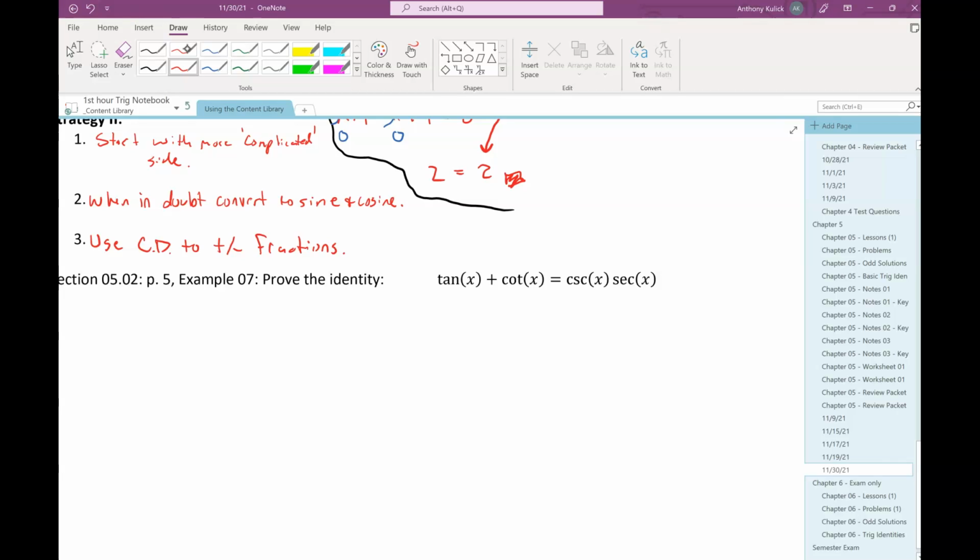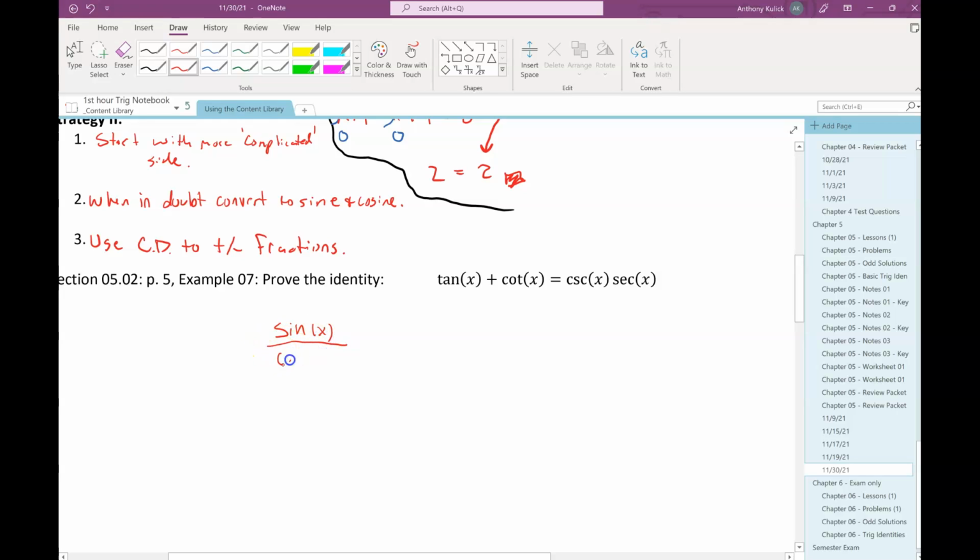Does anybody see anything obvious to do here? Landon? You turn cotangent into 1 over tan, and then make tan over 1. You could do that. I would probably, though, in this case, just convert them both to sines and cosines, since you're going to end up having to make a common denominator with fractions anyways. It's probably going to be a little bit easier if I do that instead. But that's not a bad idea, what you're describing.